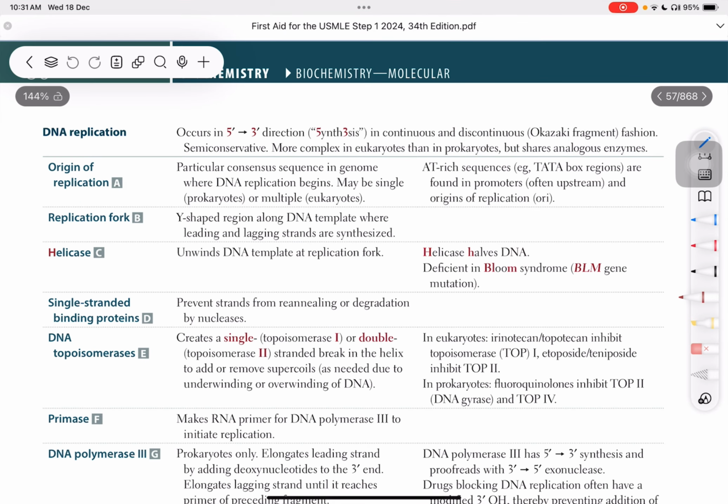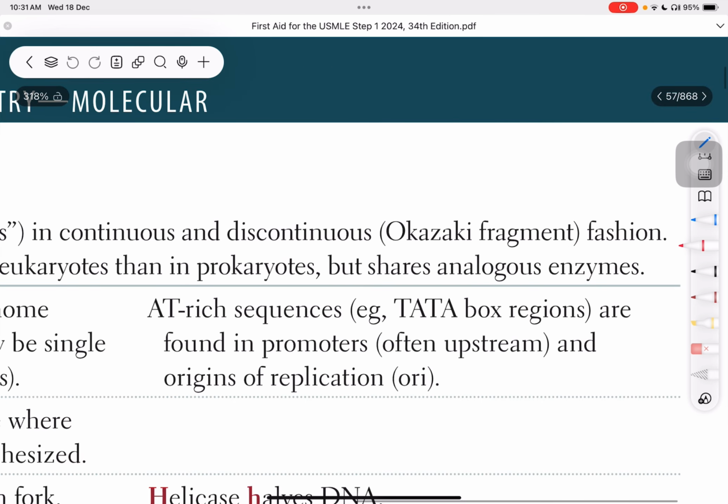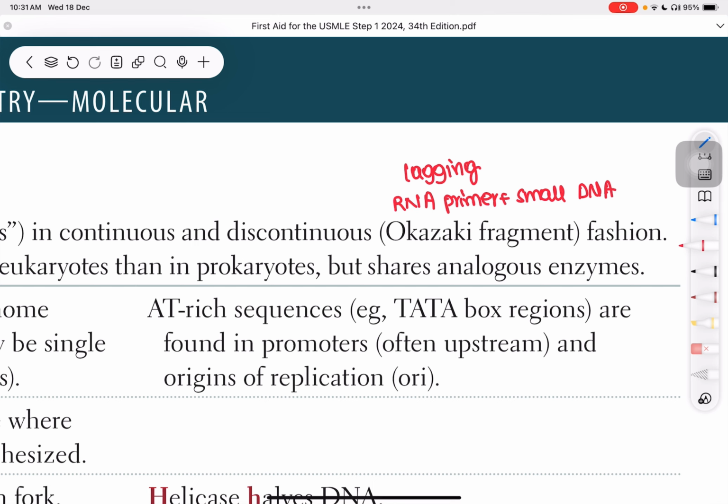Coming to DNA replication. DNA replication occurs in the 5' to 3' direction. It is semi-discontinuous, with synthesis in a continuous and discontinuous manner, forming Okazaki fragments. What are these Okazaki fragments? These Okazaki fragments contain your RNA primer with a small segment of DNA, present on your lagging strand. Don't be confused. We'll be discussing it shortly.